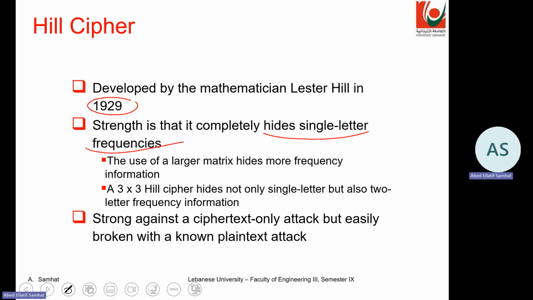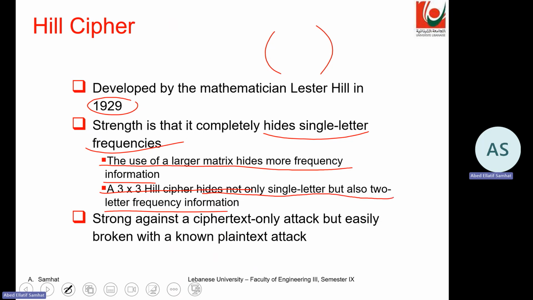The use of a large matrix hides more frequency information. So the idea here was to have what we call a multi-letter cipher, and in this multi-letter cipher, Hill used a matrix. For example, we will see the Hill cipher using the 3 times 3 matrix, which hides not only the single letter but also two letters frequency information.